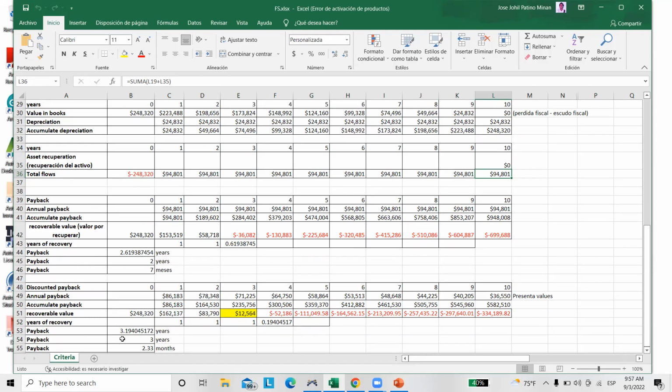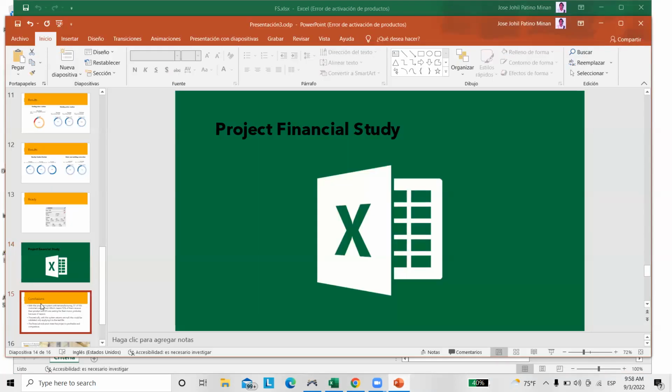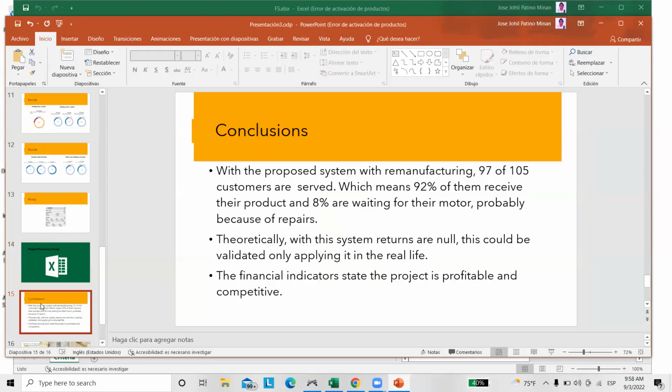So for the discounted payback, we have 3 years and 2 months. Now, for the conclusions, we have that with the proposed system, with remanufacturing, 97 of 105 customers are served, which means 92% of them receive their products and 8% are waiting for their motor, probably because of repairs. Theoretically, with this system, returns are null. This could be validated only by applying it in real life. And finally, the financial indicators state the project is profitable and competitive.